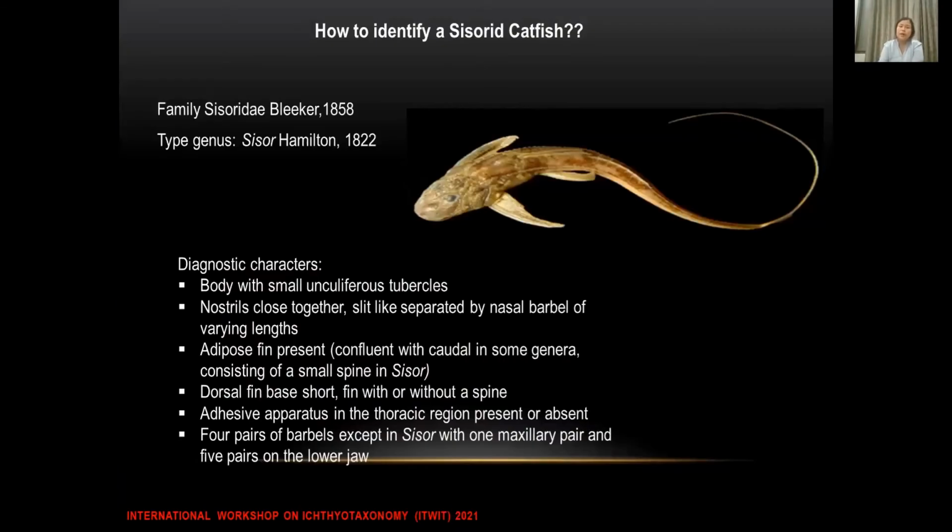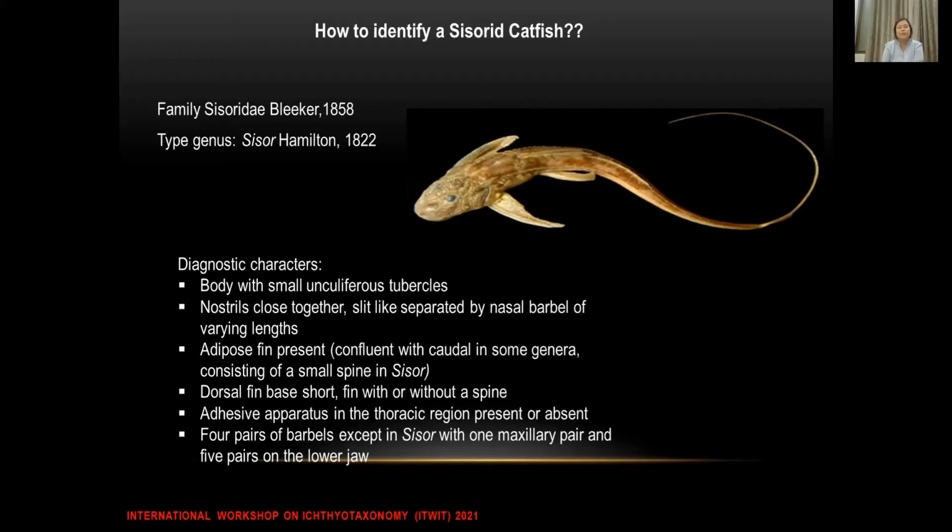Then, how to identify a Sisorid catfish? The Sisorid catfishes belong to the family Sisoridae, and the type genus of this family is Sisor rhabdophorus. Then the diagnostic characters of the Sisorid catfishes belonging to family Sisoridae are the following. So any Sisorid catfish belonging to the family will have some of these characters.